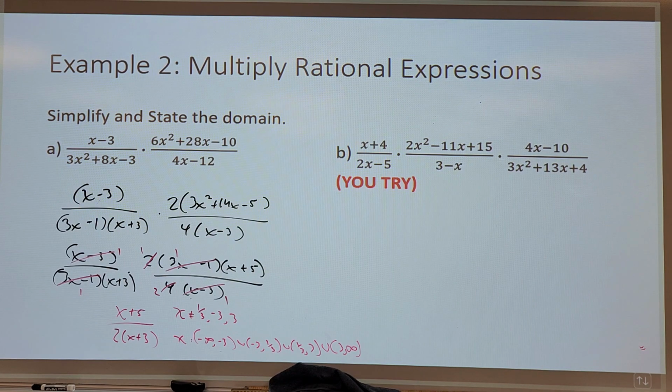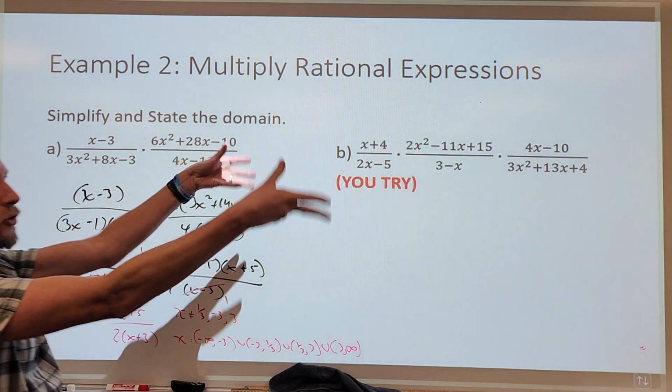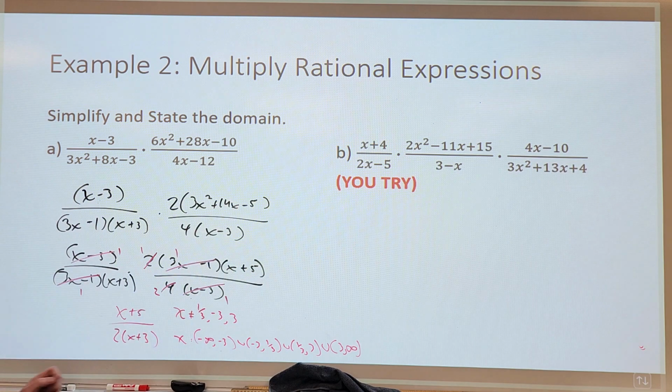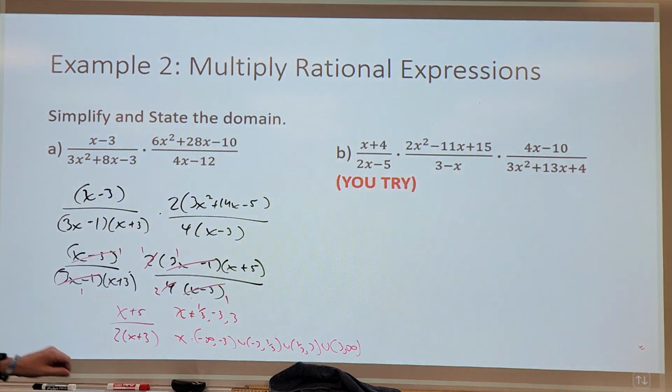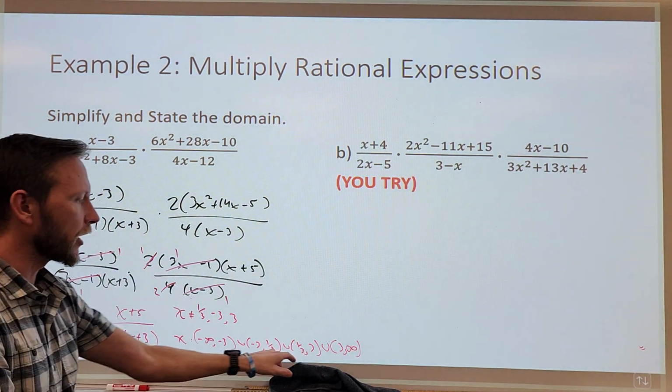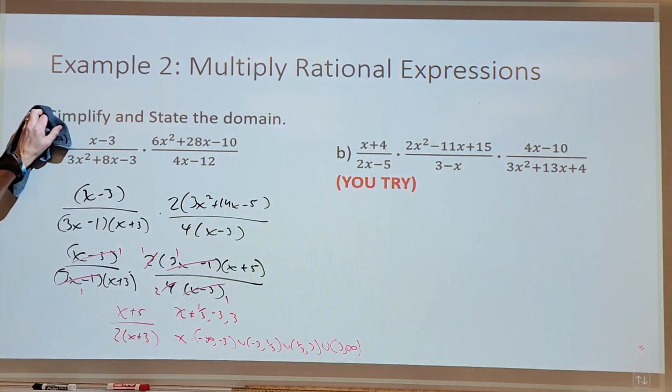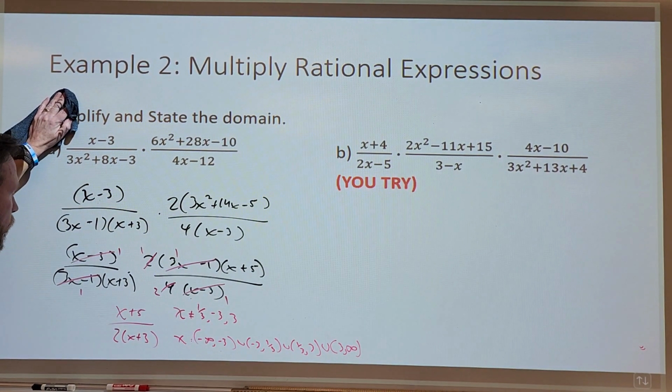You try letter B. All right, you do the factoring. This is something you can do. You can factor and then cancel those common factors. If you're struggling with writing the domain or you're struggling with simplifying the fractions, we both need to know that, right? I need to see that in your notes that you're struggling with it, and then I need to talk about it with you in class.